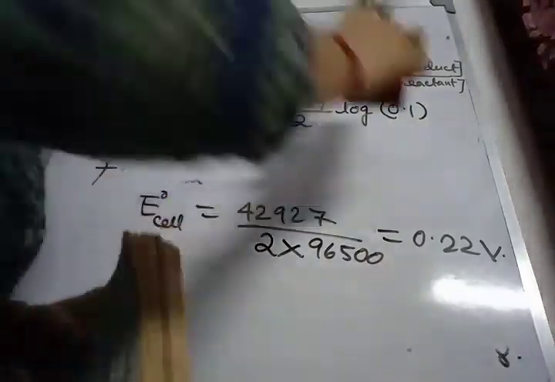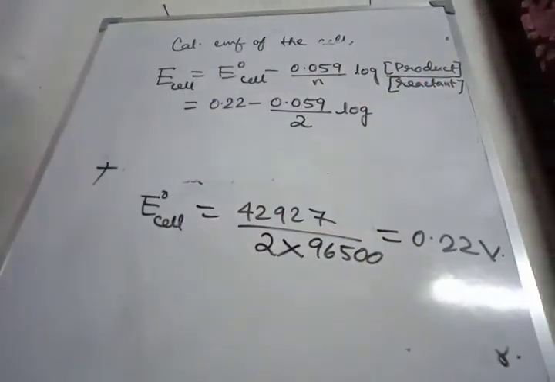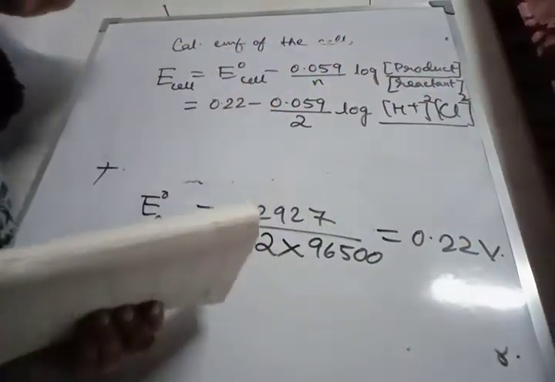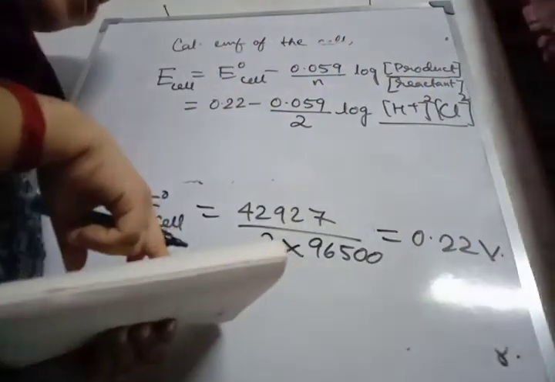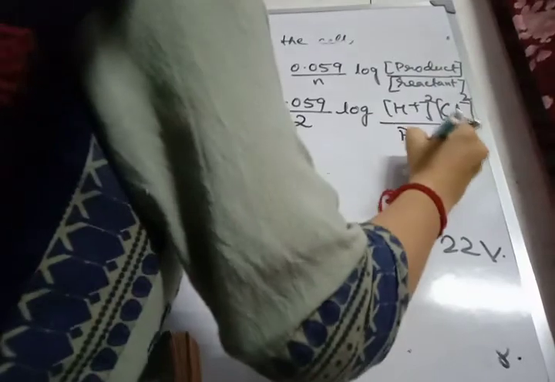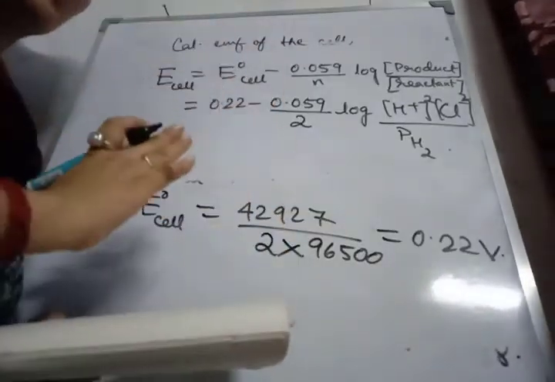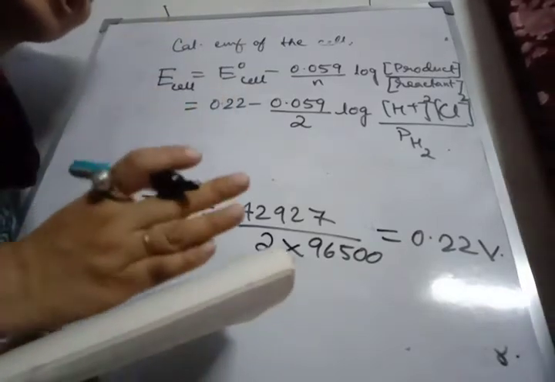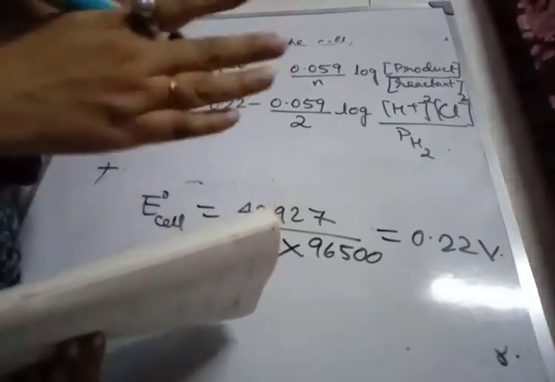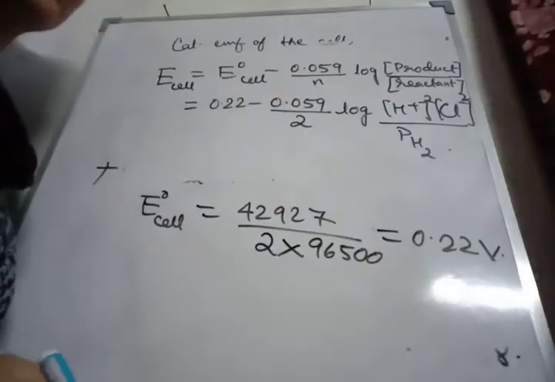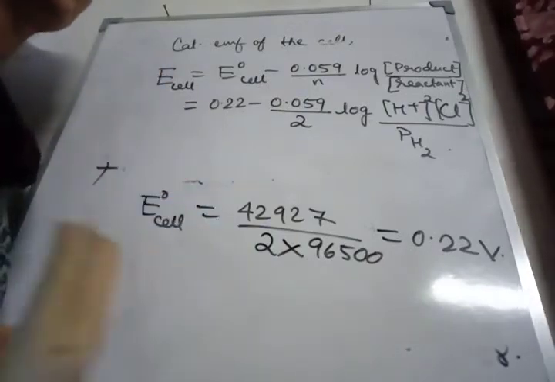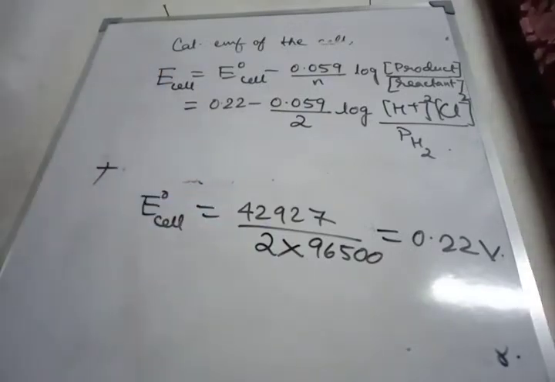First I'll write it in hydrogen ion terms: log of [H+]² [Cl-]² divided by the reactant. What do I have? I have hydrogen gas, so the pressure of hydrogen gas. On the reactant side, AgCl will not be considered because it is solid, so its concentration is unity. Same case on the product side: silver solid we are not considering because it's a pure solid, so its concentration will be unity.